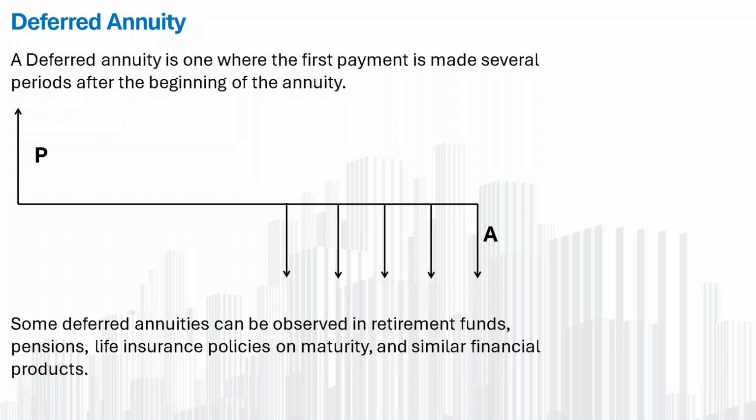So just reading the definition dito, deferred annuity is where the first payment is made several periods after the beginning ng annuity. Examples ng annuity na to, tulad ng retirement funds, pensions, life insurance policies, maturity, and similar financial products.